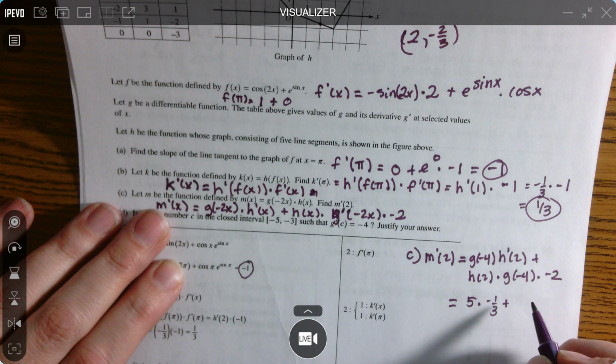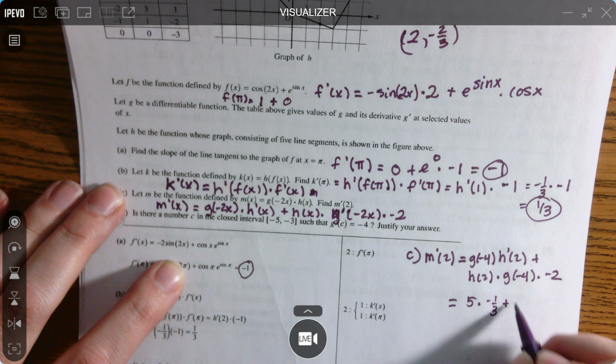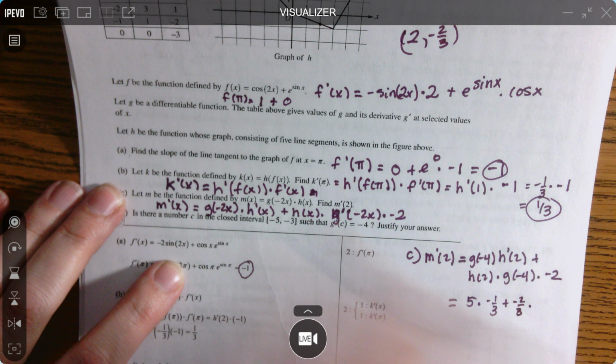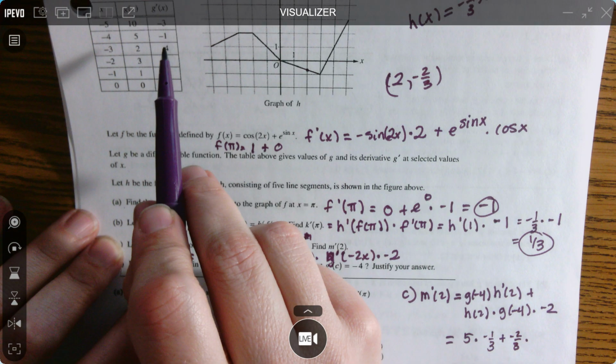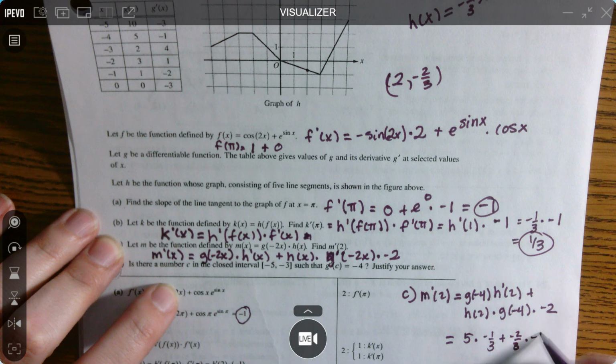Okay, so let's see. -2/3. G prime of -4 was given. That's up here on the table. So that's that -1, and then times -2. Remember, technically you're done on the AP exam if you want to be done there. So I'm just going to go ahead and keep going. So this is going to be 5/3, and it's negative, and then -4/3, which is -9/3 or -3.